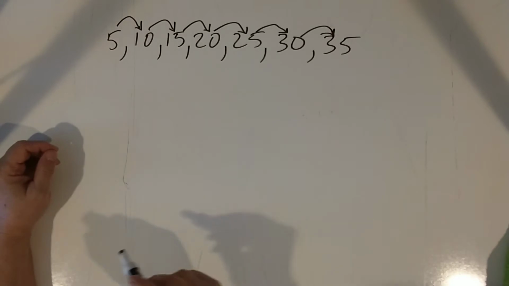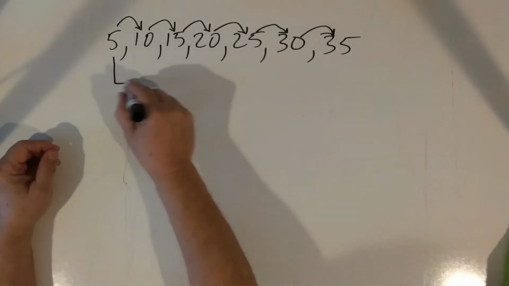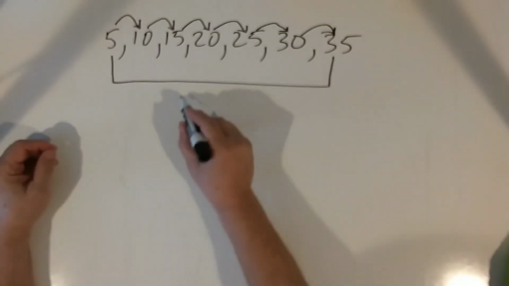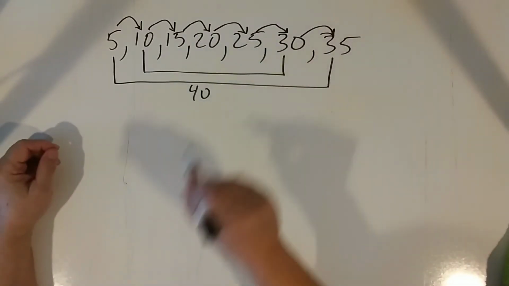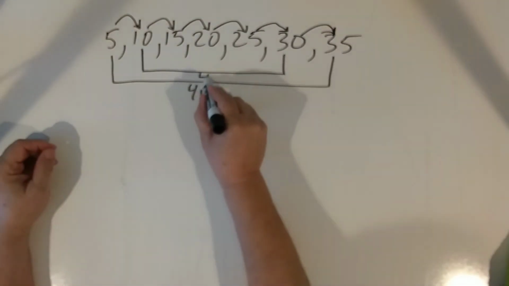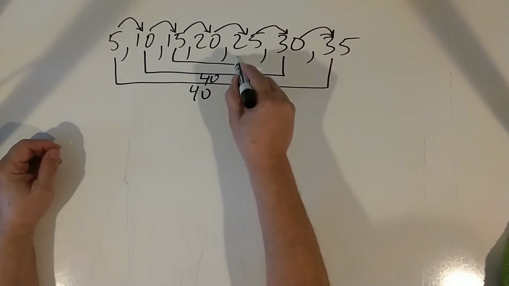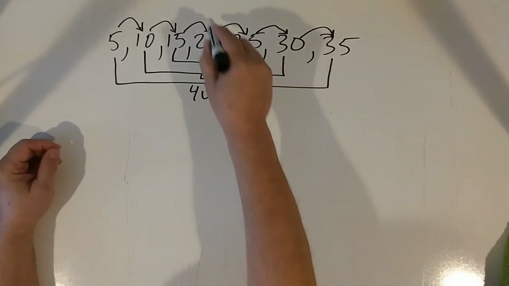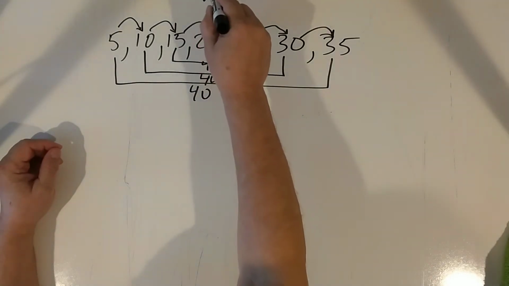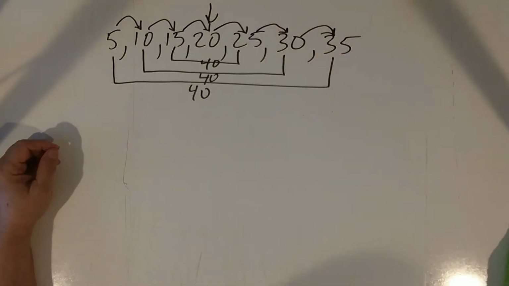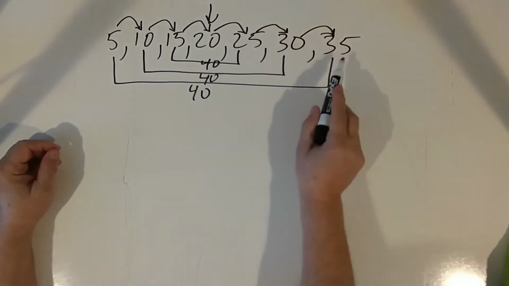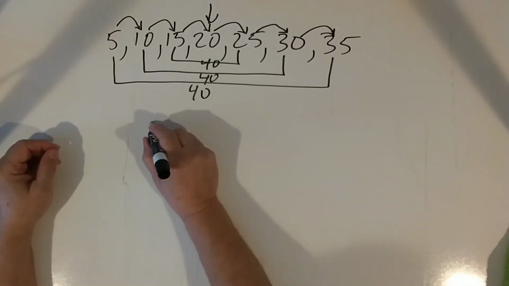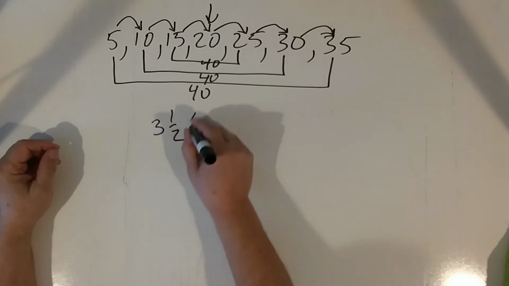So we can notice that if I have to add these up, if I add up the first and last, that's 40. If I add up those two, that's another 40. If I add up these, it's another 40. And then this is half of 40. So notice I had 1, 2, 3, 4, 5, 6, 7 terms, and I had 3 1/2 40s.